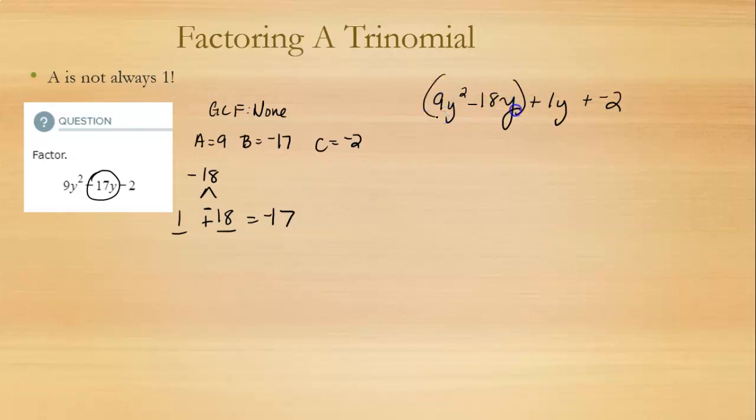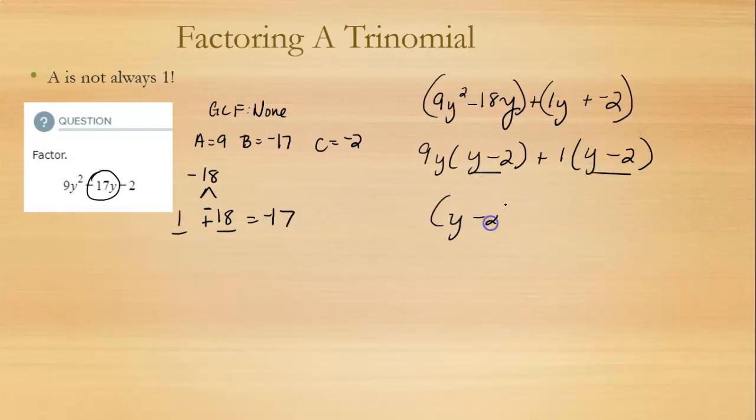I'm now ready to factor by grouping. There's my first group. There's my second group. The GCF of the first group is 9y. That leaves me with y minus 2. There is no GCF of the second group other than 1, so we have to use something there, so we must use 1. These now match as they should. We take that out. We're left with 9y plus 1.